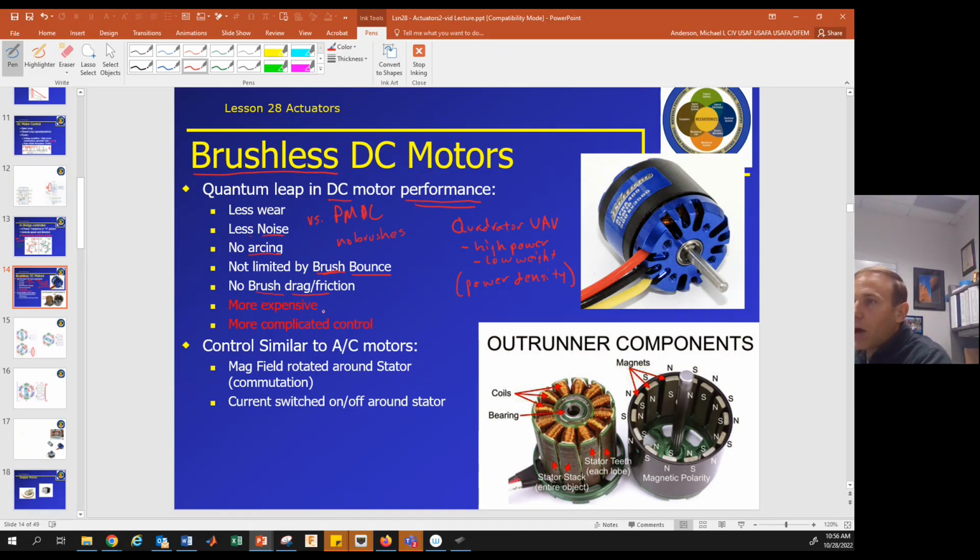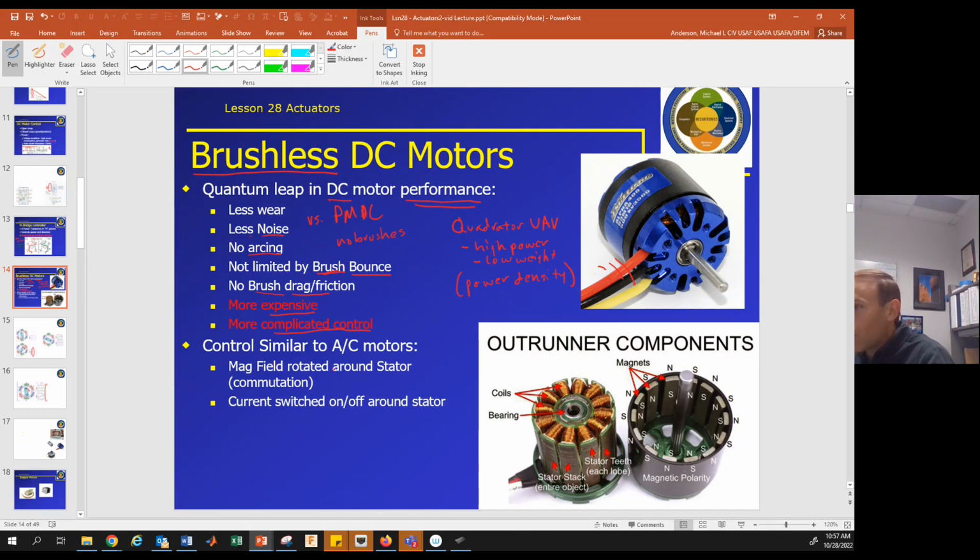Now, okay, there's always a cost, right? So it's more expensive and it's more complicated to control. A brushless motor, you can't just hook it to a power supply and expect it to turn. It won't turn. It will just hold its position. You need a sophisticated controller that is going to actively turn on and off power to these 3 windings here.